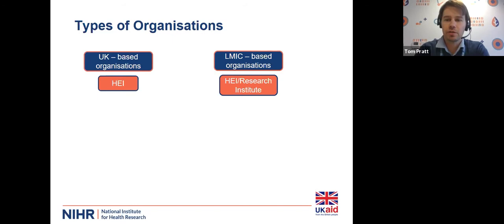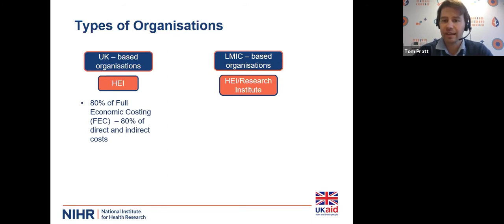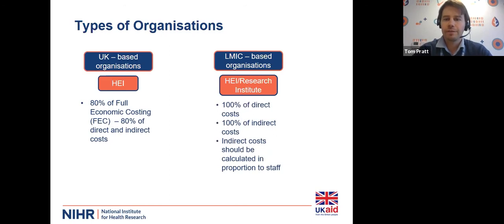So in terms of how we fund the two different organisations, if it's a UK university that's taking the lead, we will be funding, as with all UK NIHR awards for universities, 80% of full economic costing. So that's 80% of the direct costs and indirect costs for the lead applicant and potentially the 5-year postdoc support post as well. If the lead organisation is going to be an LMIC HEI or research institute, then it would be 100% of direct costs and also 100% of indirect costs, which are calculated as the proportion of staff involved in the application.